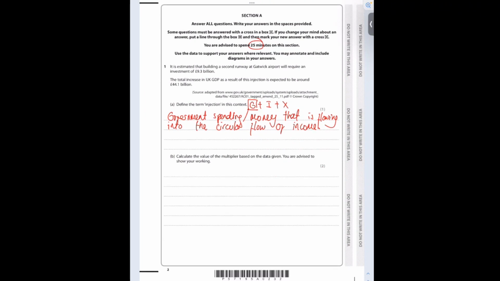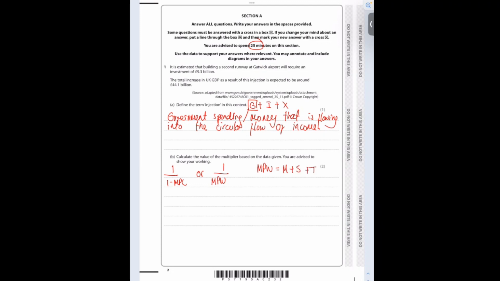So, calculate the value of the multiplier based on the data given. You're advised to show your working. Typically, if you're looking at calculating the value of the multiplier, you have 2 things. You have 1 over 1 minus MPC, or you have 1 over MPW, the marginal propensity to withdraw. MPC is the marginal propensity to consume. And the marginal propensity to withdraw is just the sum of the withdrawals from the circular flow of income. So that is imports, savings, and tax. But for this question, we don't need to do that. Instead, what we take is the final impact and we divide it by the initial injection.